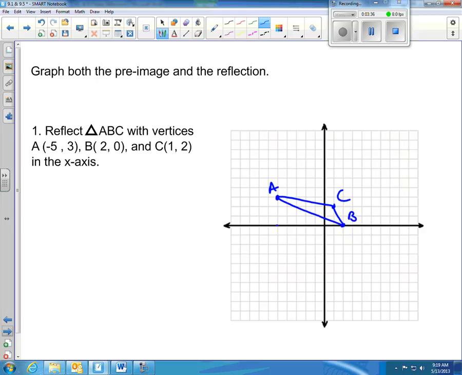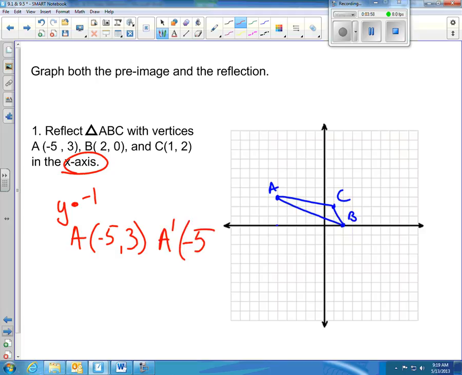All right, so we are going to reflect over the x-axis. So when we reflect over the x-axis, we multiply the y-coordinate times -1. All right, so I'm going to start off with my A was -5, 3. And my new one, we're going to call A prime. We're going to have -5, and I'm multiplying my y-coordinate by -1, so we get -3. So -5, and then down 3. So this is A prime.